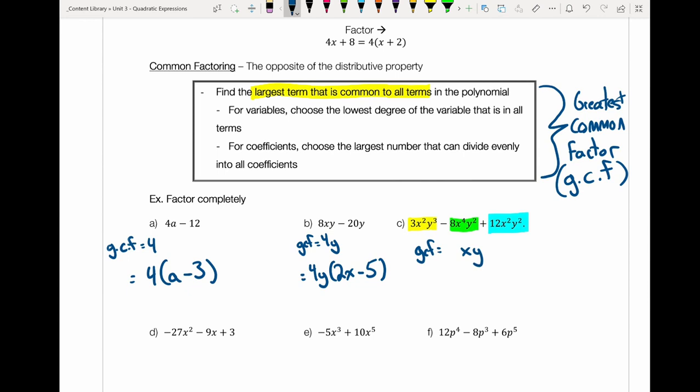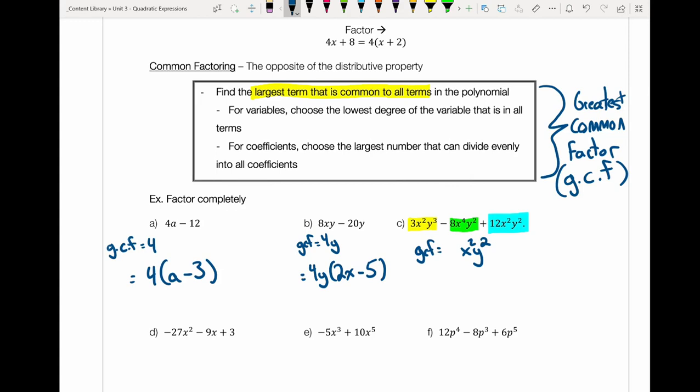Now I have to look and see what is the lowest degree that is in all terms, or what is the lowest exponent that is in all of them. If I look at the x's, we have x squared, x to the power of 4, x squared. So the lowest one in this case is x squared. So that's going to be an x squared. And if I look at the y's, I see y squared, y cubed. The lowest degree or the lowest exponent is 2. So that is what my variables are going to be for the greatest common factor.